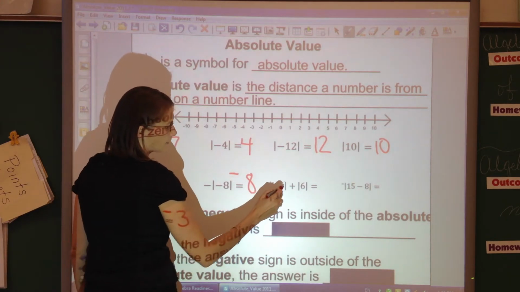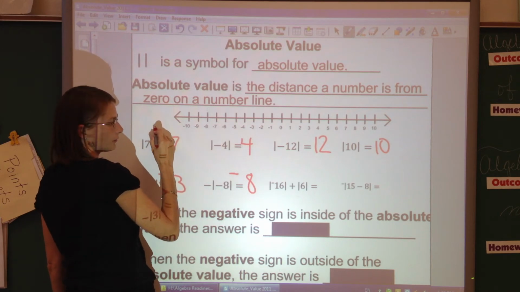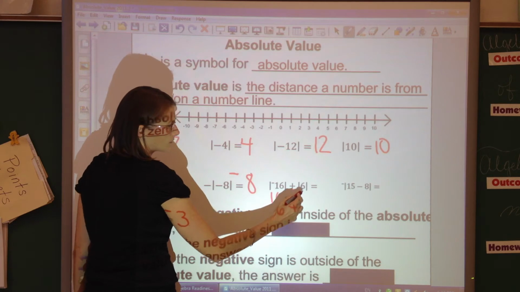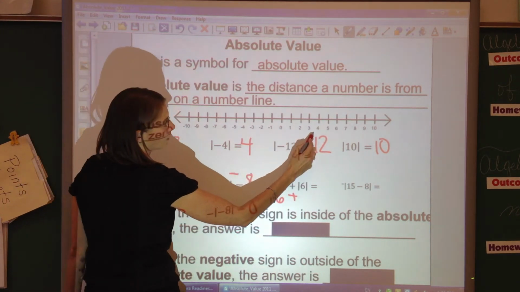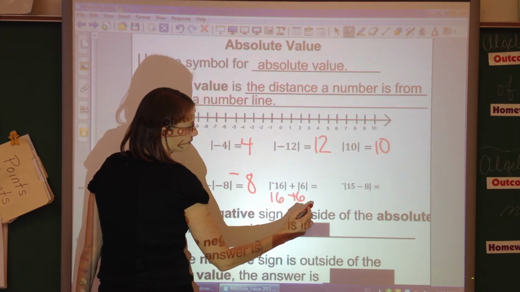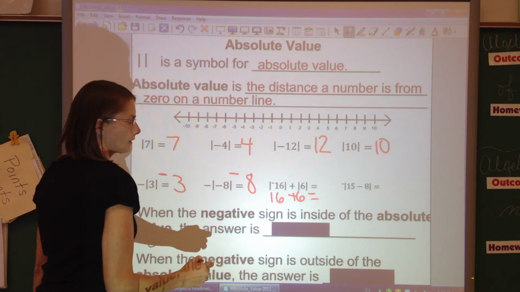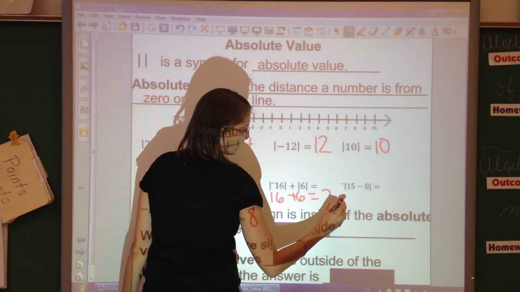This one says the absolute value of -16. So how far would -16 be from 0? And that would be 16. Plus the absolute value of 6. And how far is 6 from 0? It's 6 spaces. So 6 plus 6 is 22.